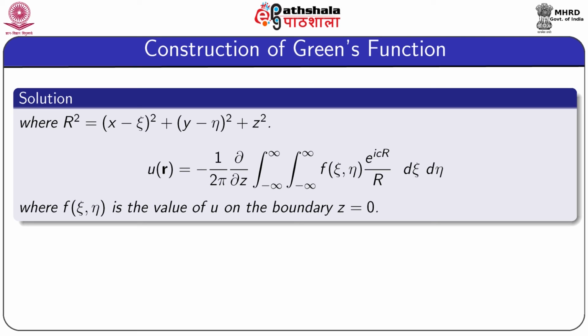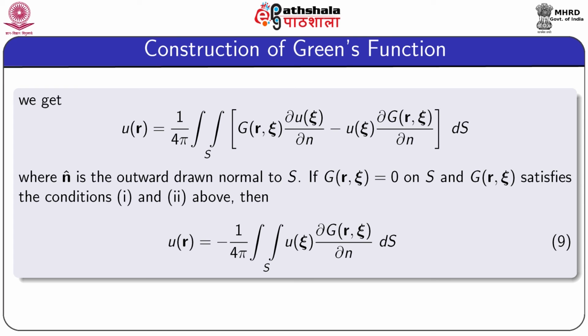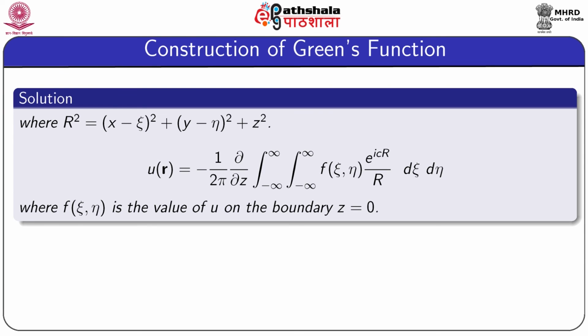Therefore, the value of u at R is equal to minus 1 by 2 pi del del z of double integration of f e to the power icR by R d xi d eta, and we obtain this expression after substituting the value from equation 9. Here we have substituted the value of del g del n, and here we have also used the value of u on the surface, which is f for this problem. So, this is our required solution.